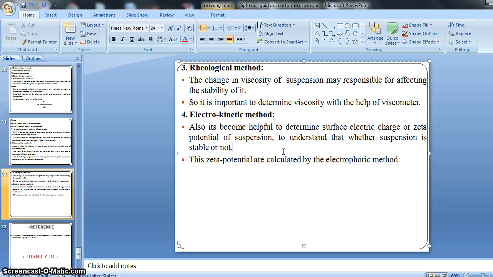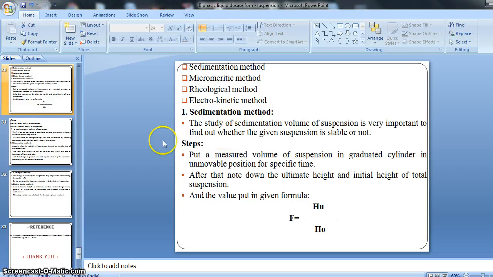So the zeta potential, or surface electric charge, can be calculated by one method, that is the electrophoretic method. By this method we can determine what kind of charges form on the surface of the solid material and the surface of the liquid globules, right? In this way we calculate the zeta potential, and on the basis of its value we can determine whether our suspension is stable or not. So this is all about the stability testing of suspension: the electrokinetic method, rheological method, sedimentation method, then micromeritics method. I think you understand it, right?